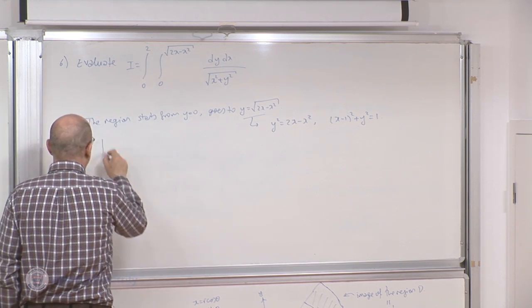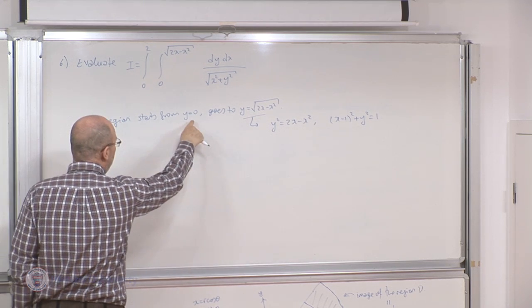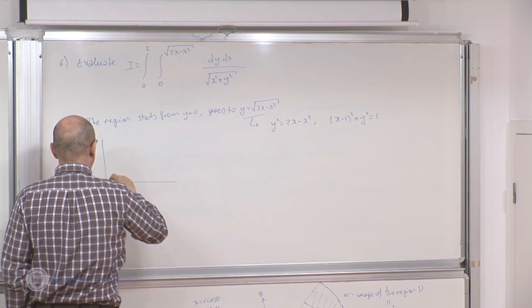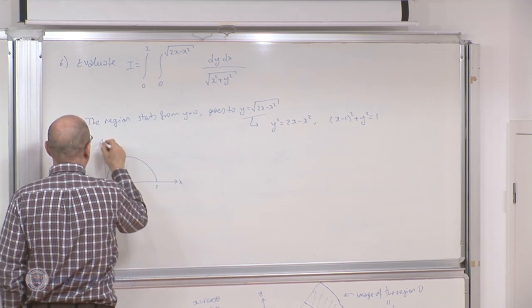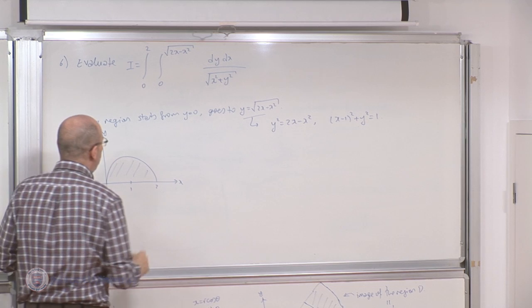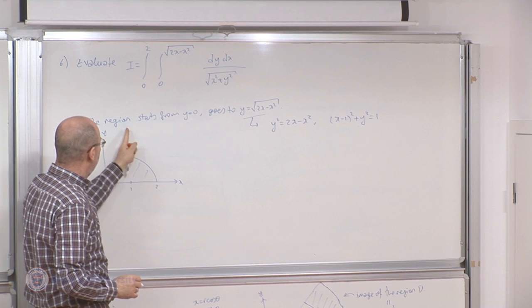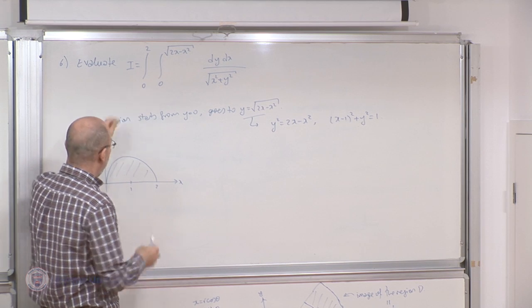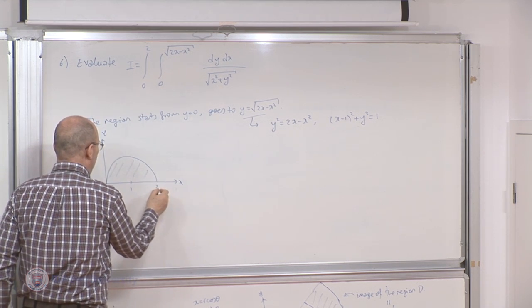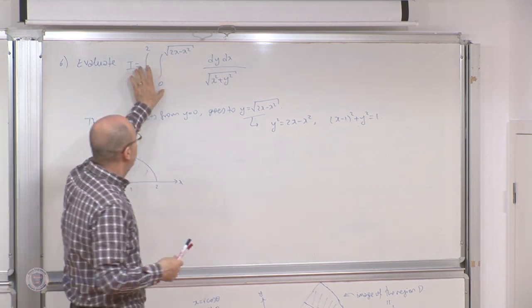So this is a circle with center somewhere here, and we are in the upper half plane. So this is the region. Let us check again. I'm integrating with respect to y, so a ray parallel to the y-axis starts from y equals 0 and goes to this circle. And this description is valid between 0 and 2. So it is all of this shaded region. So in Cartesian coordinates, we discovered what the region was. We read it from this part.